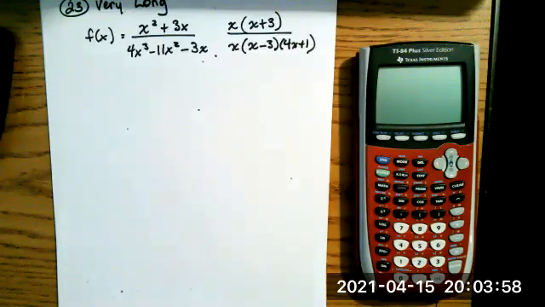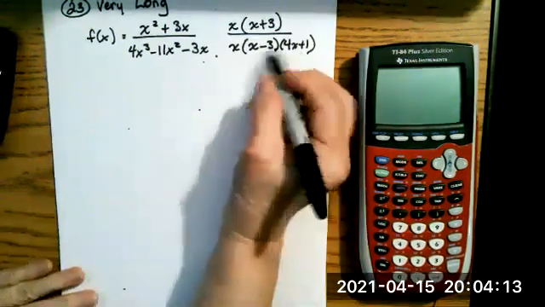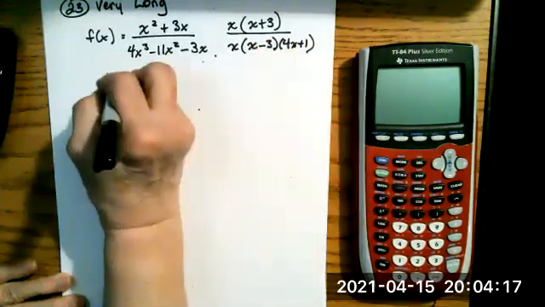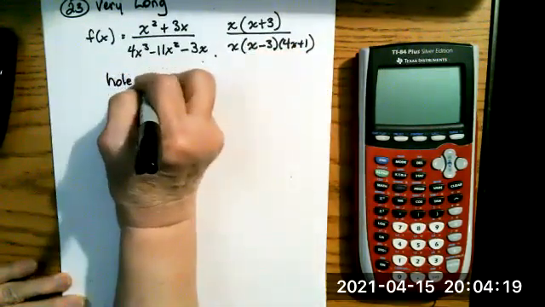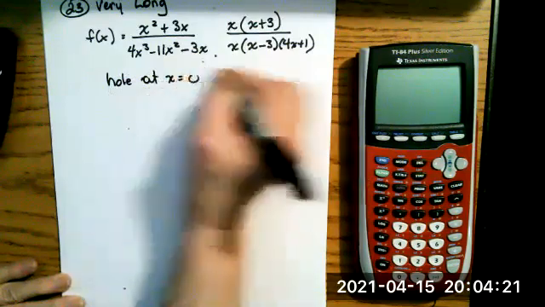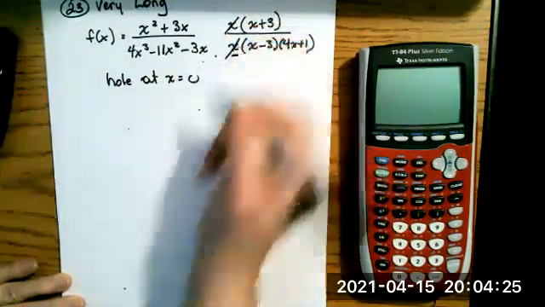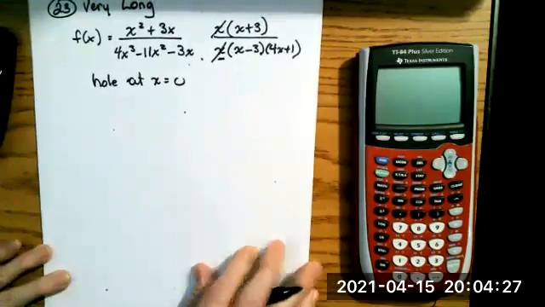It factors into x times x plus 3 on the top, x times x minus 3, which means those factors are not going to cancel, and a 4x plus 1. I did work this out on the notes for you. Okay, so there's a hole at x equals 0, because that's that factor right there. If I set it equal to 0, that thing is canceling, so there's a hole there.